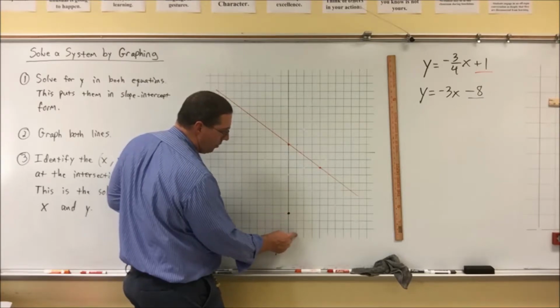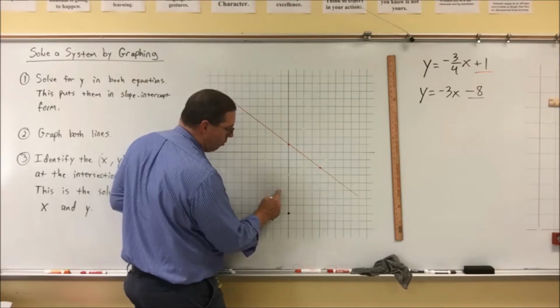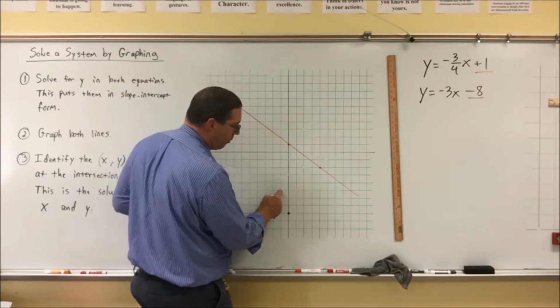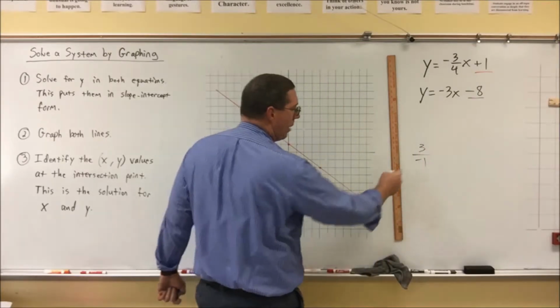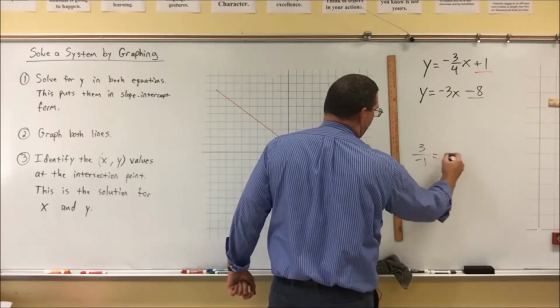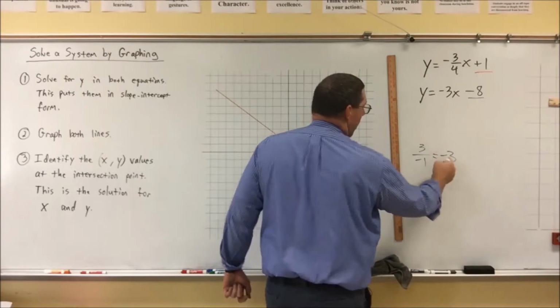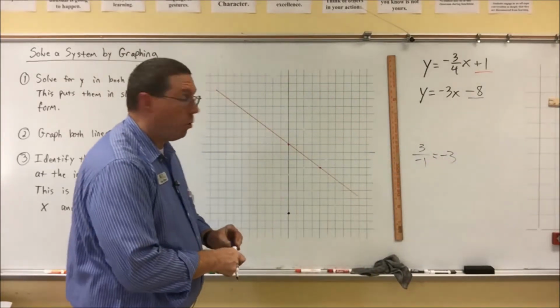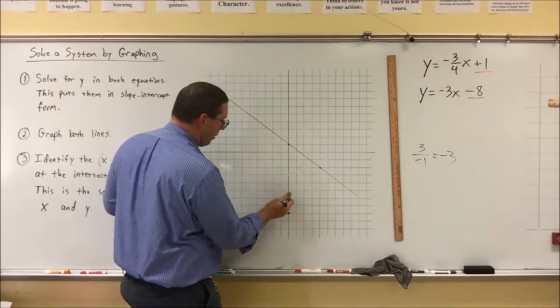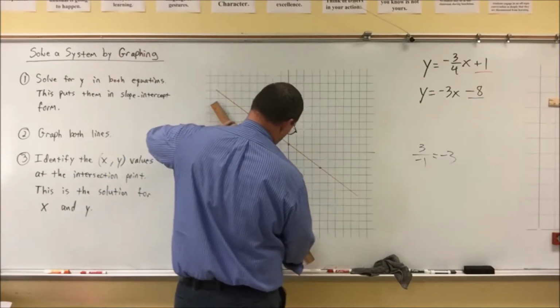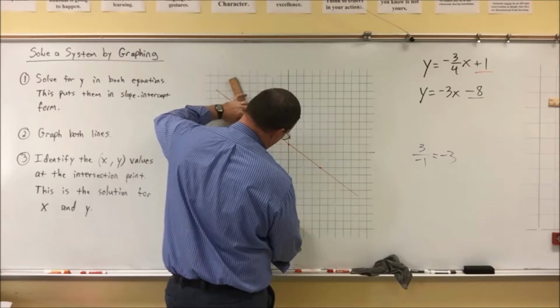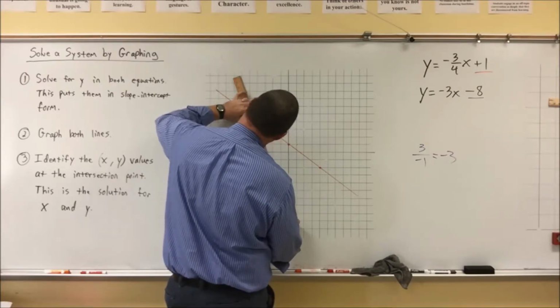So instead of going down 3 and over 1, I'm actually going to go up 3 and back 1. Up 3 and backwards 1. See, when I go up 3 and backwards 1 means negative 1. 3 divided by negative 1 is negative 3. So I still have a slope of negative 3. So I'm going to go up 3 and back 1. And I'll put it right there. Now I'll line them up. Let's see here. Get them lined up right there.